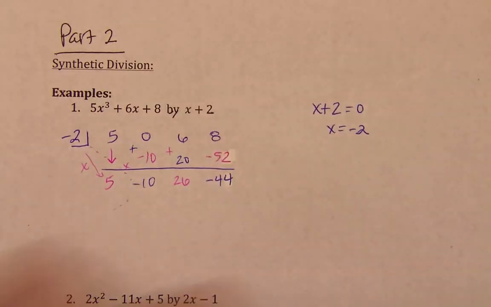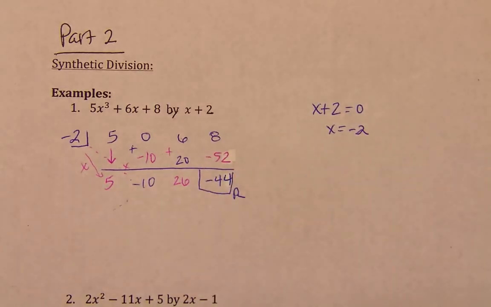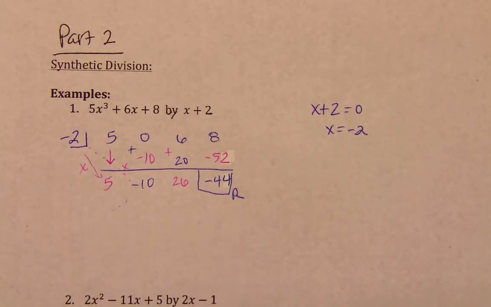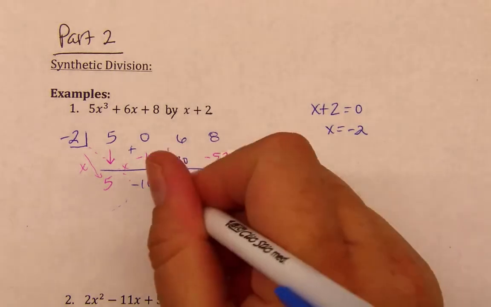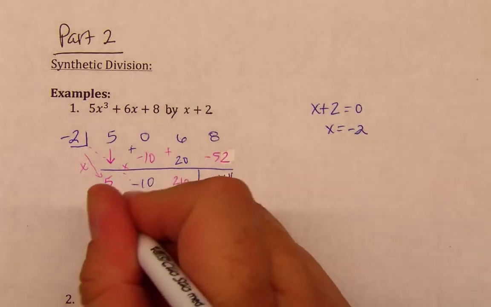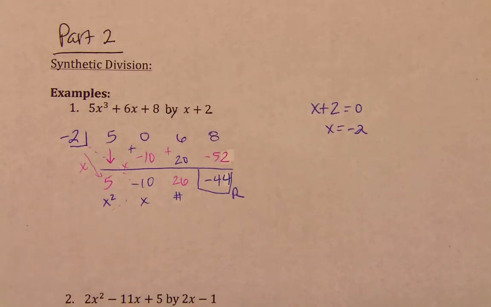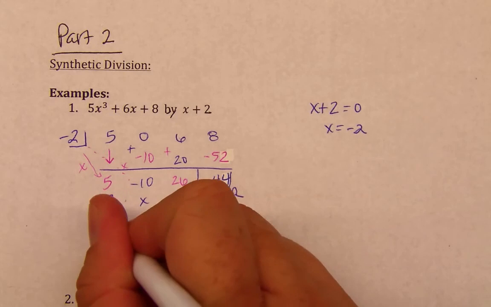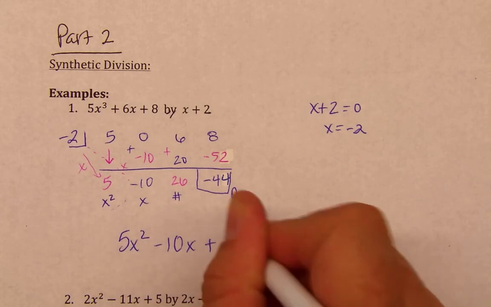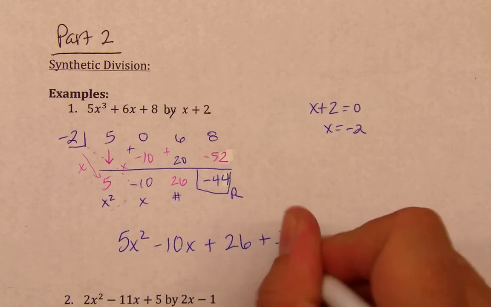And this last term here is our remainder. Now these other terms here, these are the coefficients of the next term. So if this is the remainder, then this is our constant or our number. This is our x term. And this is our x squared term. And if there's another number over here, that would be our x cubed and so on. So our answer then is 5x squared minus 10x plus 26 plus, and just like before, our remainder over what we divided by.